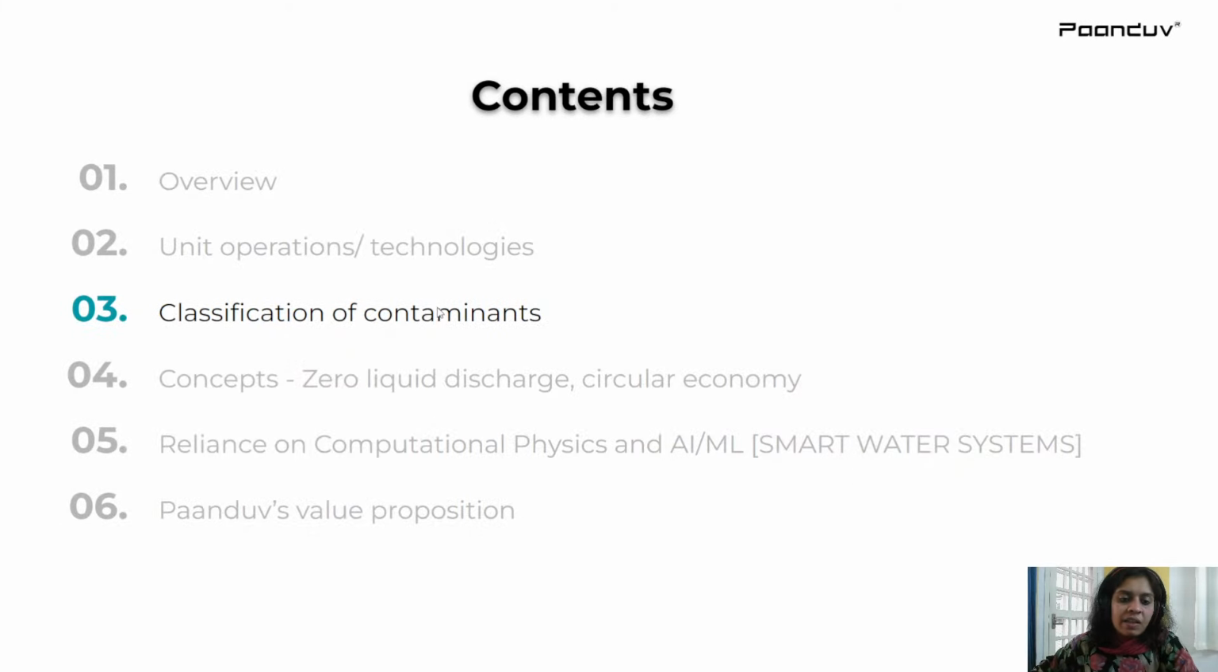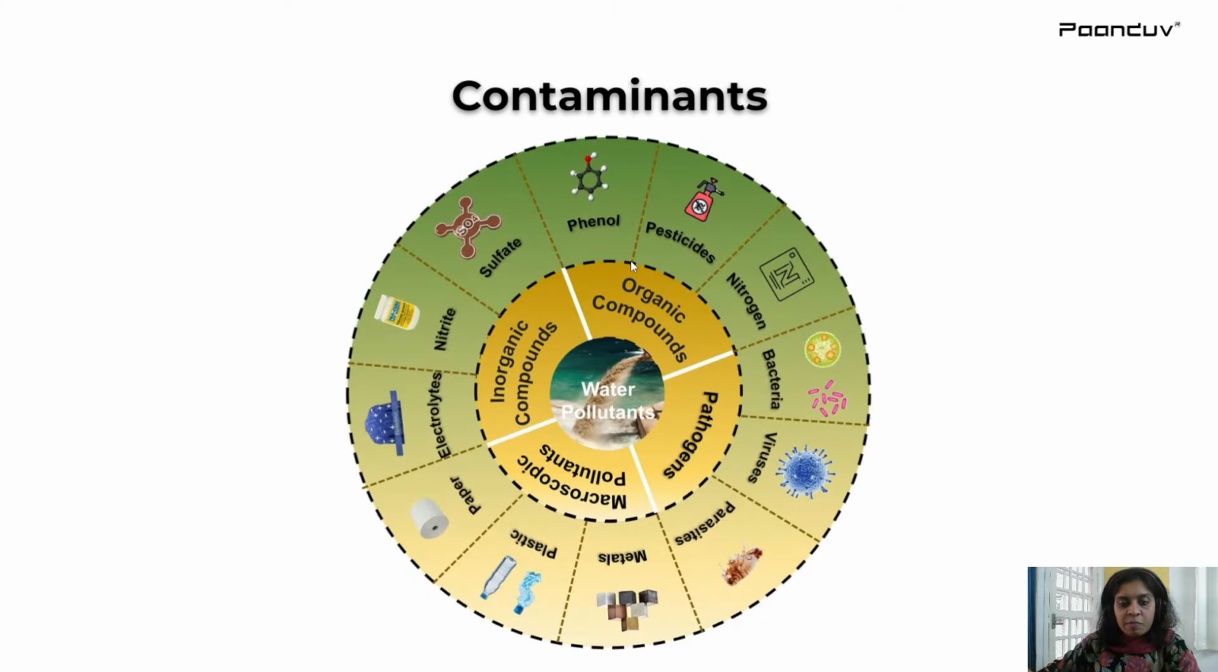Now coming on to the classification of contaminants. Broadly speaking, we can categorize all the contaminants in four forms. First one is macroscopic pollutants, inorganic compounds, organic compounds, and pathogens. In macroscopic pollutants, you have big blocks of metal, or small blocks of metal, plastics, paper. In inorganic compounds, you have electrolytes, nitrites, sulfates. In organic compounds, you have phenols, pesticides, and nitrogen compounds. And for pathogens, you have bacteria, viruses, and parasites.